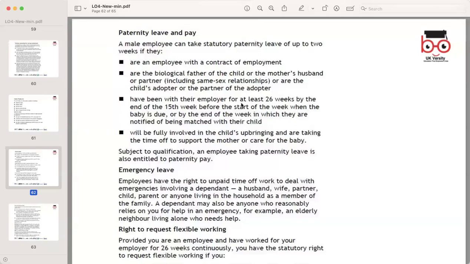So this leave is granted to individuals fully engaged in the child's upbringing, taking time to support the mother and care for the baby. Paternity pay is also available, subject to meeting the required qualifications.